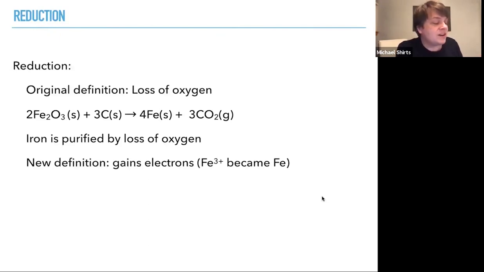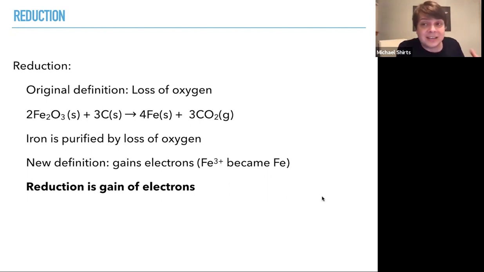So this new definition is, rather than looking at just the oxygen, looking at something more general, what's happening in the iron. So the new definition is that the iron gains electrons, because Fe3+, the ion that it is in Fe2O3, becomes Fe. It picks up those 3 electrons. So in this case, reduction is gain of electrons. It's reduction of oxygen, but it's gain of electrons.